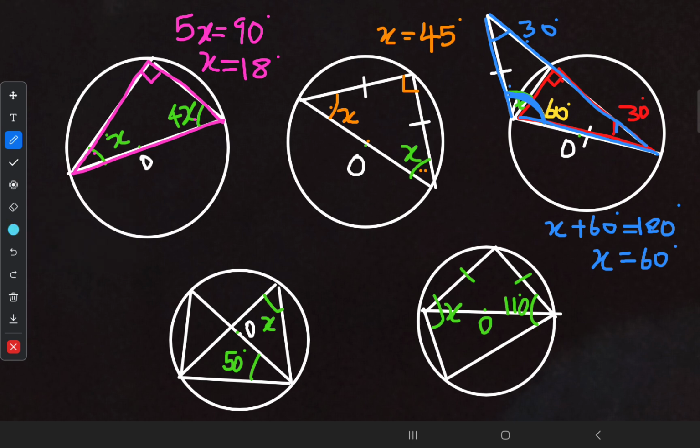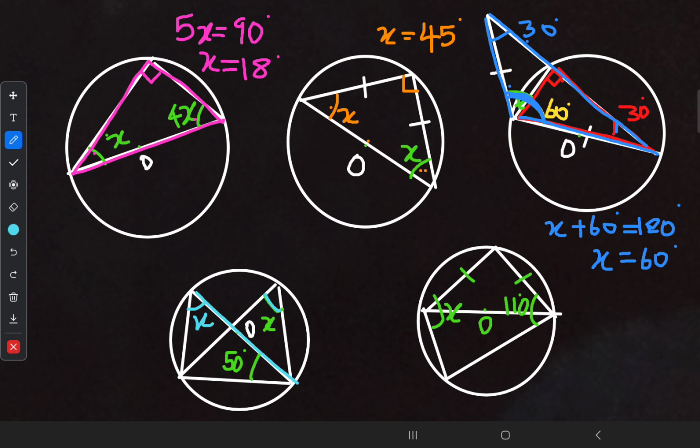Then the third one. If this one is x, this one also would be x according to our previous chord theorem. There is a chord that will create two triangles on the same segment of the circle. So these two angles are equal. X, x.